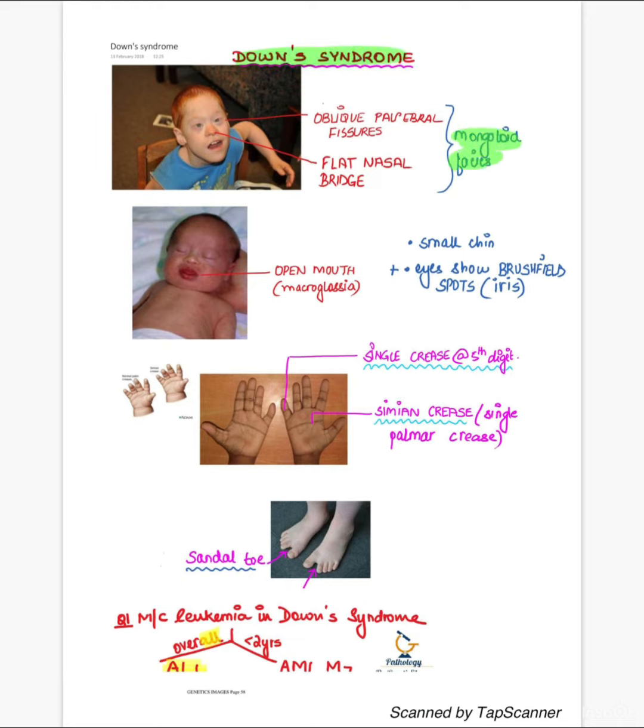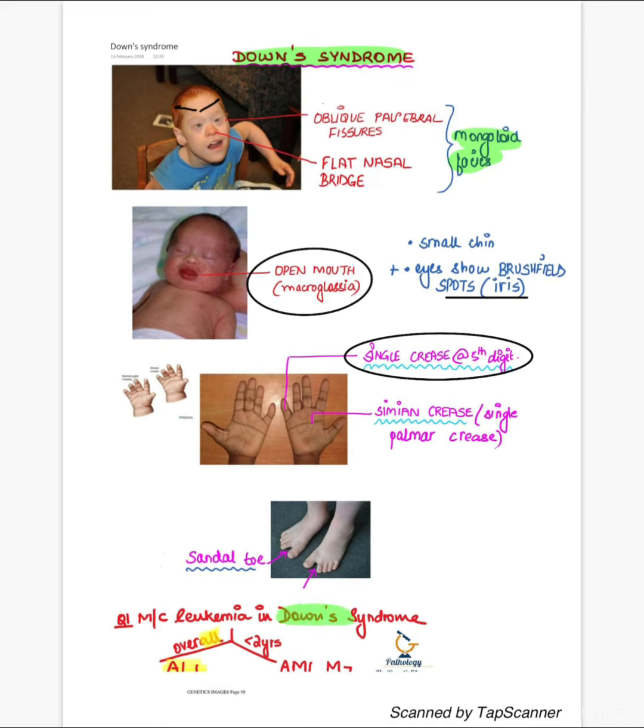Down syndrome shows the presence of typical mongoloid facies, where you have upslanting of the eyebrows, guys, if you have a look. The mouth is open. Why? Because the tongue is large. Here you have Brushfield spots in the iris, you have a single crease, that is the simian crease, palmar crease, and you have a sandal gap.